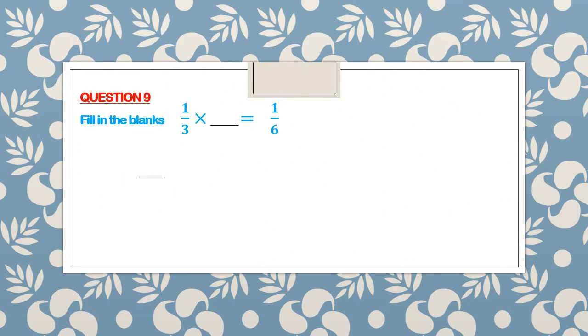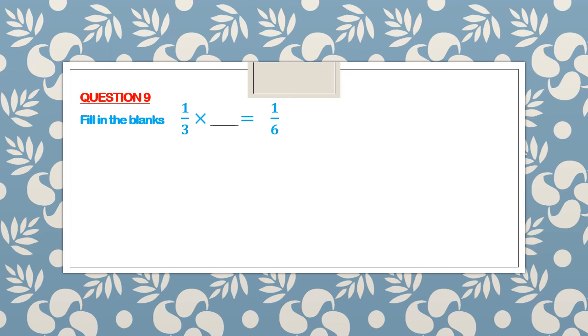Question number 9. Fill in the blanks. 1 upon 3 multiply by what to get it as 1 upon 6? That means what should be multiplied in 1 upon 3 to get the answer as 1 upon 6? So what we'll be doing, we'll be dividing 1 by 6 with 1 by 3.